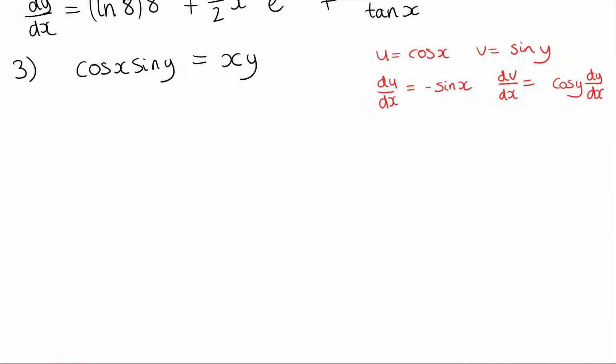And then I can just multiply the second function times the first one differentiated, so that would be minus sine x sine y. Then add the product of the first function multiplied by the second function differentiated. Then we need to differentiate this right hand side as well.